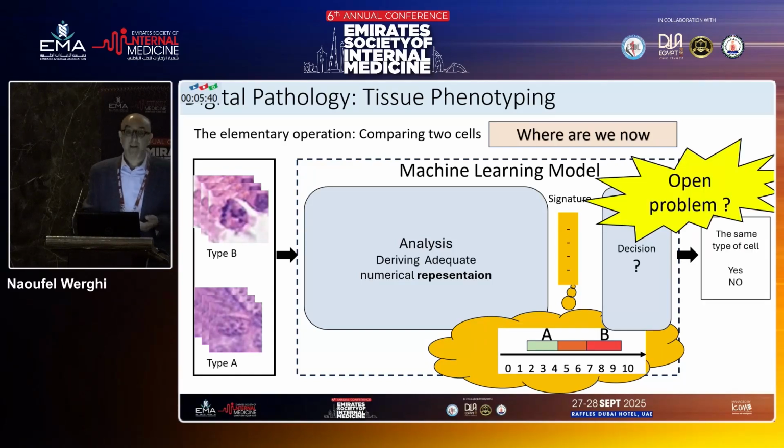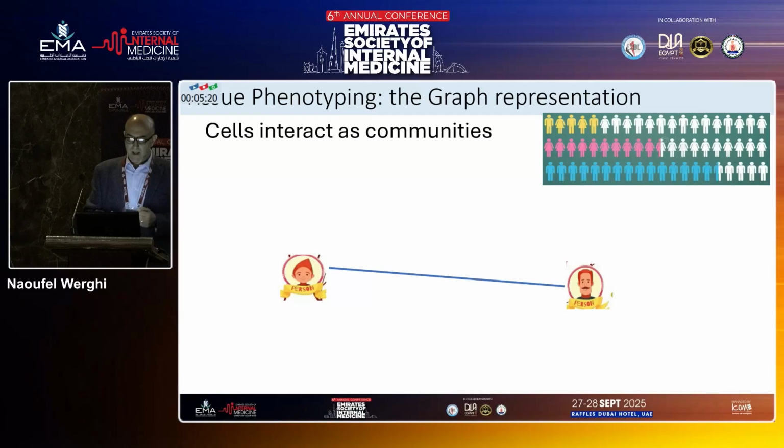And I will say that all the research in AI, in computer vision, in machine learning, is about how to disentangle, how to come up with a representation that can separate the different classes in our problem. And it's still an open problem. This is really what machine learning is about, in my opinion. So our first approach to this problem of comparing two cells is also based on the feedback from the pathologists. The cells are communities, and they interact with each other. So they have to be looked at as such.